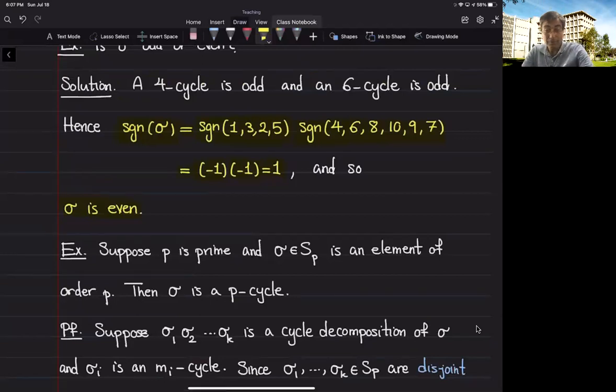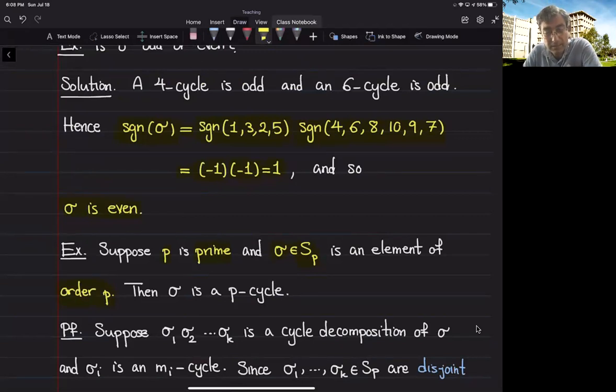Now, the next example shows us that the way that we understood how to find the order of a permutation can be quite restrictive as well. What do I mean by that? Suppose p is prime, and I give you an element of a symmetric group S sub p that has order p. Then what can I say about this?